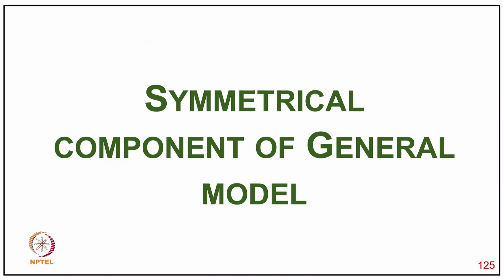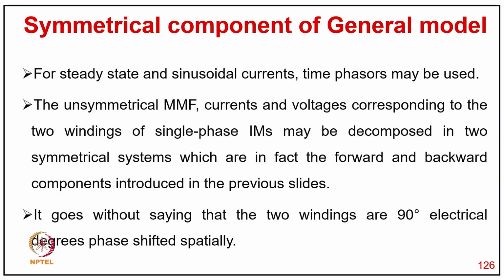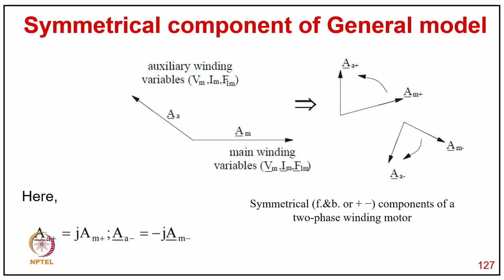Now, after measuring the parameters of the equivalent circuit of both the windings as well as the single winding, we go to the symmetrical component of a general model. For steady state and sinusoidal current, time phasors may be used. So the unsymmetrical MMF, current and voltage corresponding to the two windings of single phase induction motors may be composed into symmetrical systems, which are in fact the forward and backward components introduced in the previous slide. It goes without saying that the two windings are phase shifted by 90 degrees spatially.